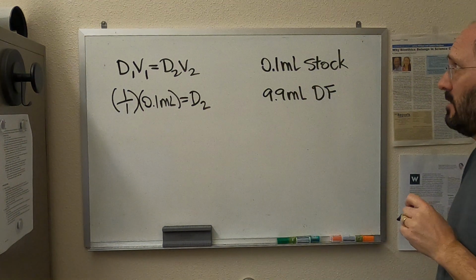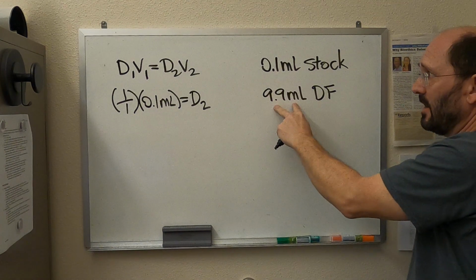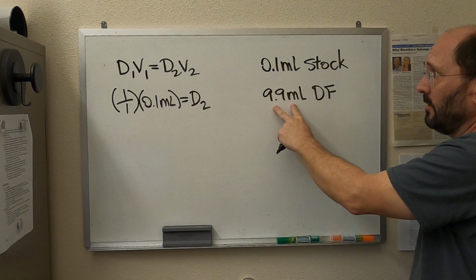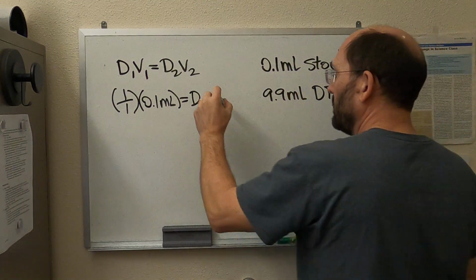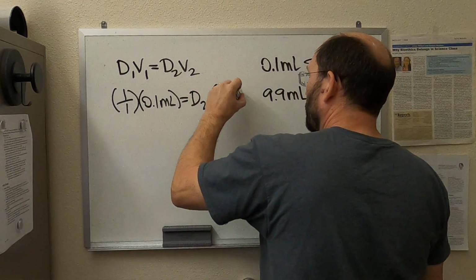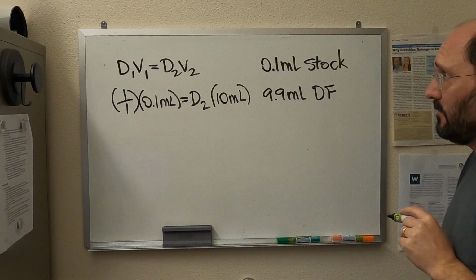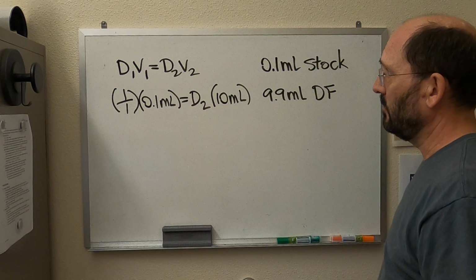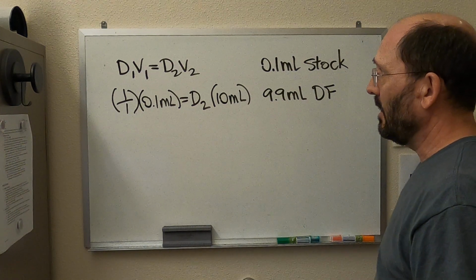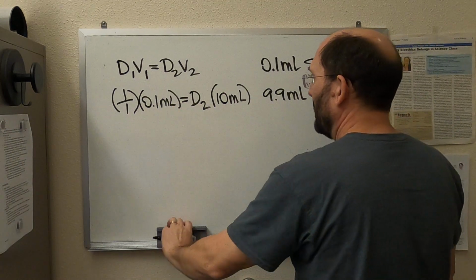Now, what is our final volume going to be? Our final volume is going to be the volume of our stock solution plus the volume of our diluting fluid. So 0.1 milliliters plus 9.9 milliliters is 10 milliliters, our final volume for V2. So now in order to solve for D2, we have to get it by itself on one side of the equation.